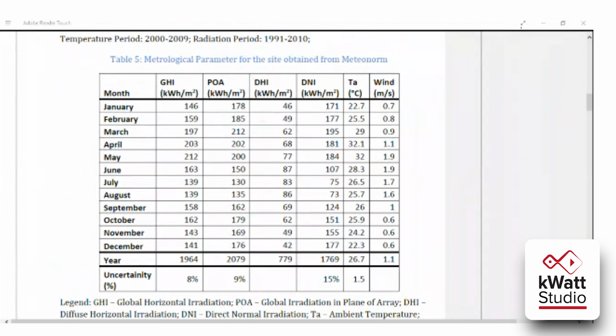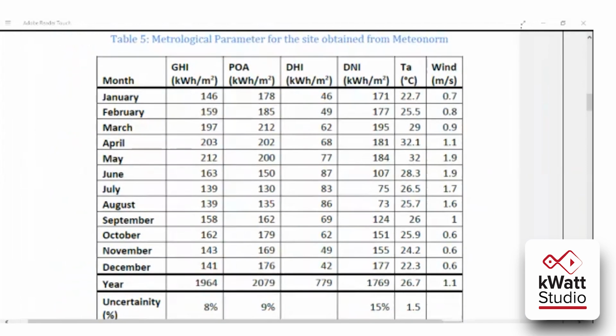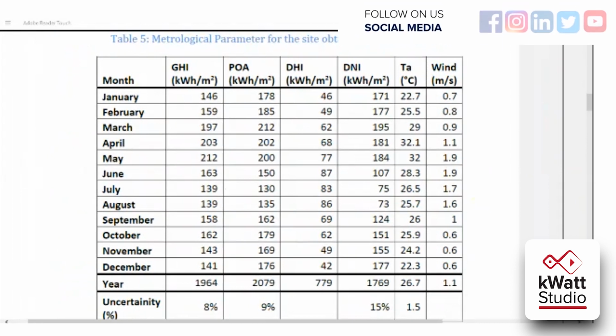So GHI is nothing but global horizontal irradiation. As I told you, GHI is nothing but the total irradiation that you can get on the solar panel kept parallel to the earth surface. And this is nothing but the sum of POA and DNI. POA is nothing but plane of array. DNI is nothing but direct normal irradiation. So we'll see what these parameters are.